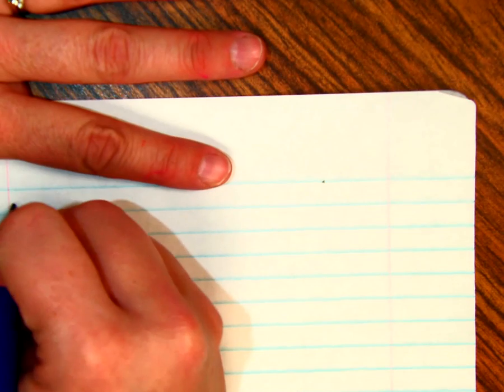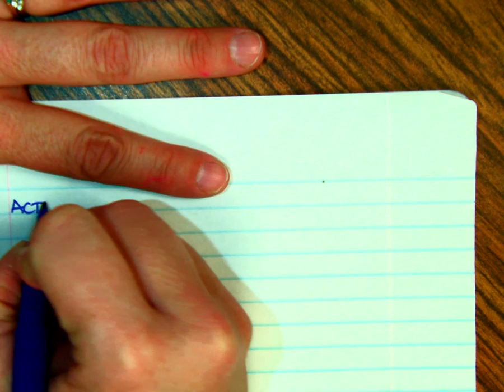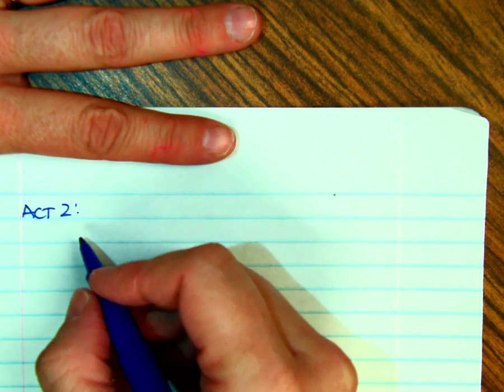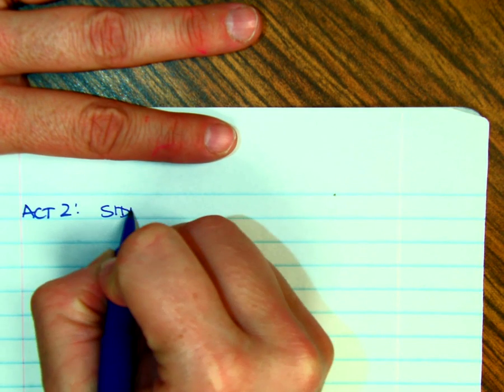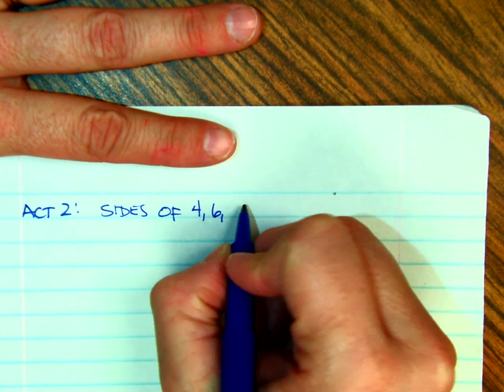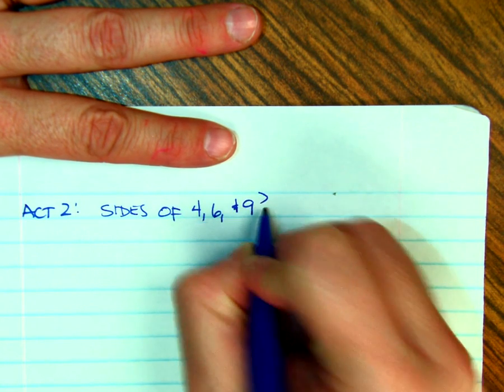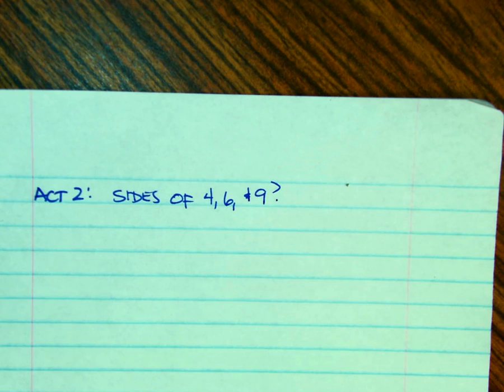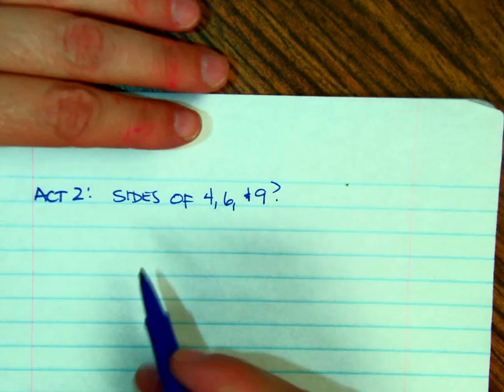Okay, so try another one, activity 2. What happens if the sides were 4, 6, and 9? So again, pause it, try it on your own.